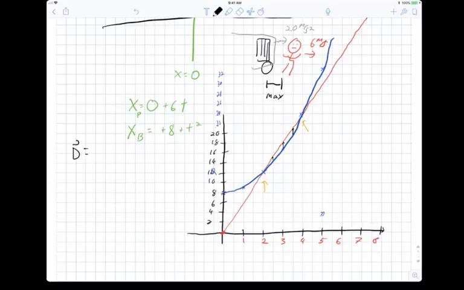It's x person minus x bus. And so that's equal to 6t minus 8 plus t squared. So we can use this equation. Actually, you know what? I can factor this equation. So this is equal to... oh no, maybe I can't factor it. Anyway, whatever.